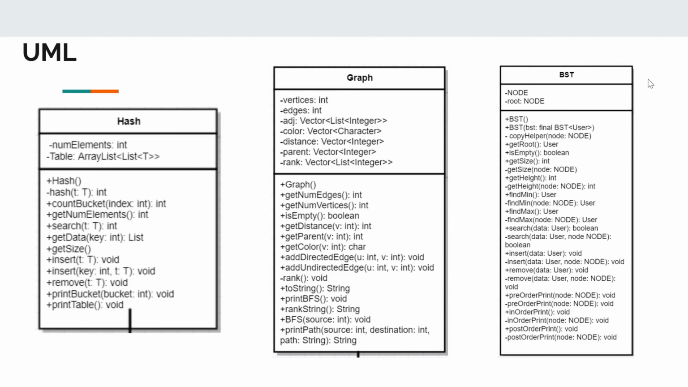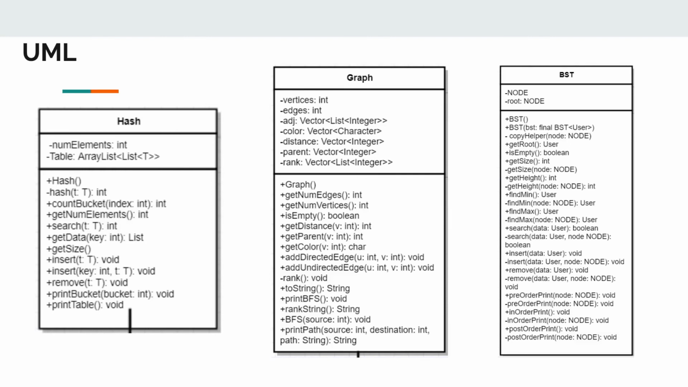The graph is almost the same as the lab, but I added one more function and one more private variable, which is the rank. It is a vector of lists of integers, and I changed from array list to vector as you recommended. This vector of lists of integers will store the ranks of all the people based on the distance to the original source. The source is the person who is looking for friend recommendations.